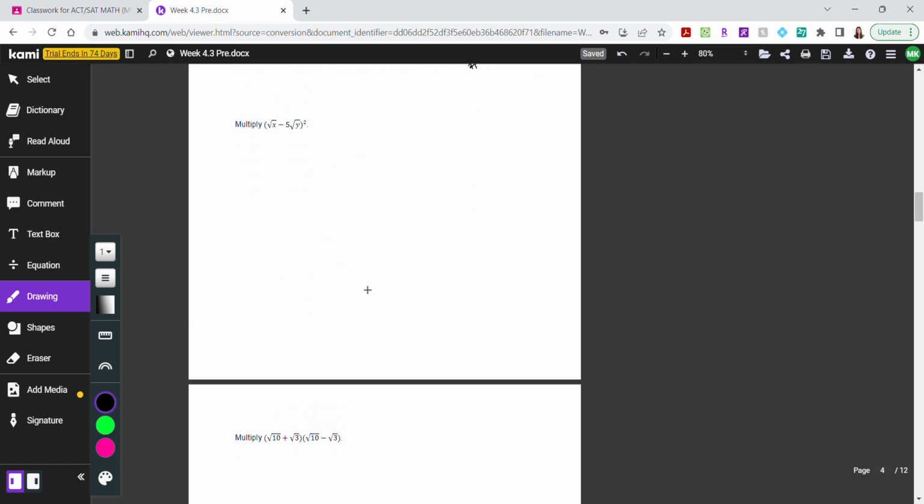Now for this one, because we have to square the parentheses twice, let's write it out so we can see what we would need to do. All right, so it's just multiplying with itself.